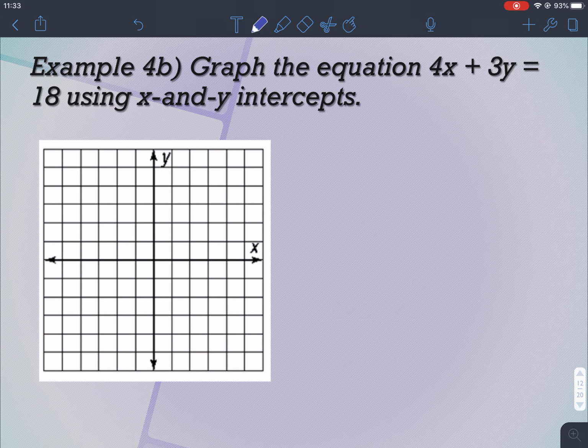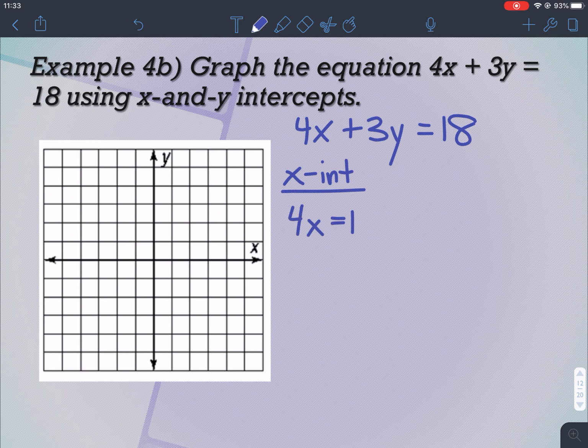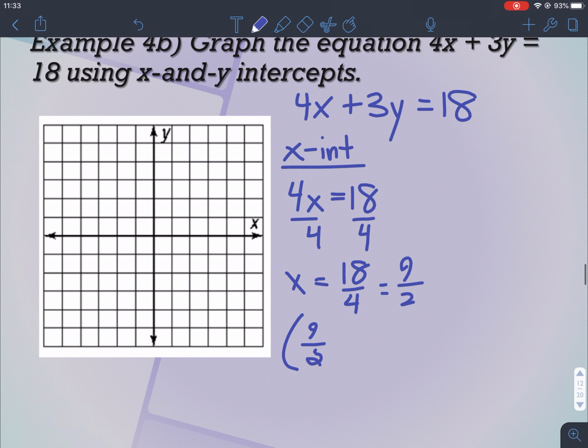Another example, graph the equation 4x + 3y = 18 using x and y intercepts. At this point, please pause the video, give this problem a shot, and see if you can do it on your own. All right, here we go. So for the x-intercept, we're going to let y be 0. Divide by 4, and we get a fraction. x = 18/4. That's going to be the same as 9/2, which is 4.5. 4.5, we're going to go 1, 2, 3, 4, and about halfway.